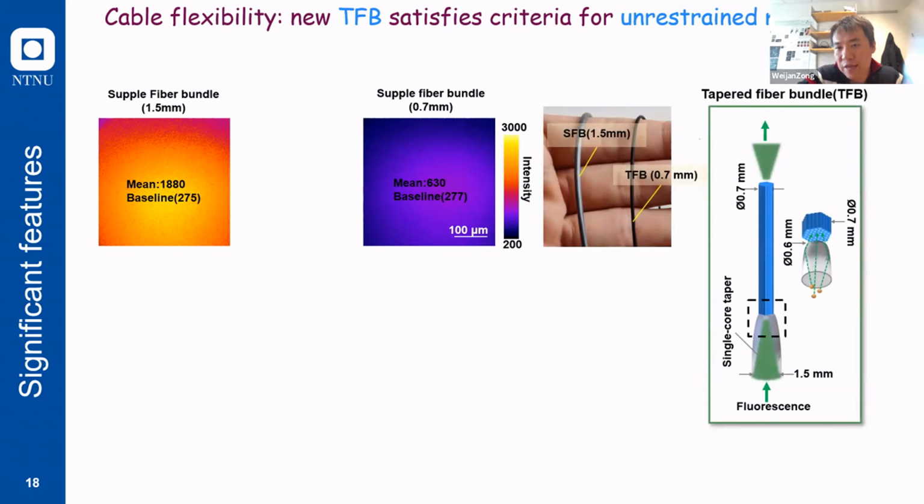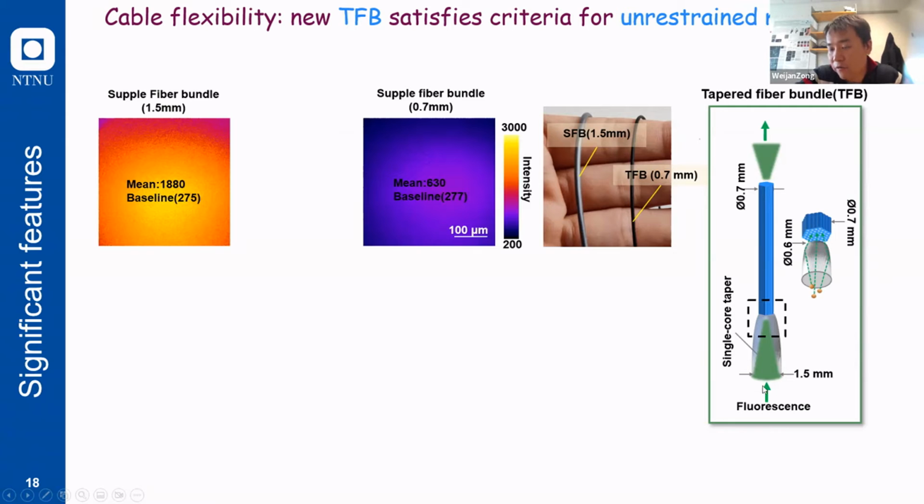To lift up this collection efficiency, we added a tapered fiberglass on the end of this thin fiber, which has a bigger end of 1.5 millimeter, and then a small end, which is just the same size as this 0.7 millimeter fiber. The fluorescent photons were collected from this big end of the glass, and after several total internal reflections were collected through this small end to this fiber bundle.